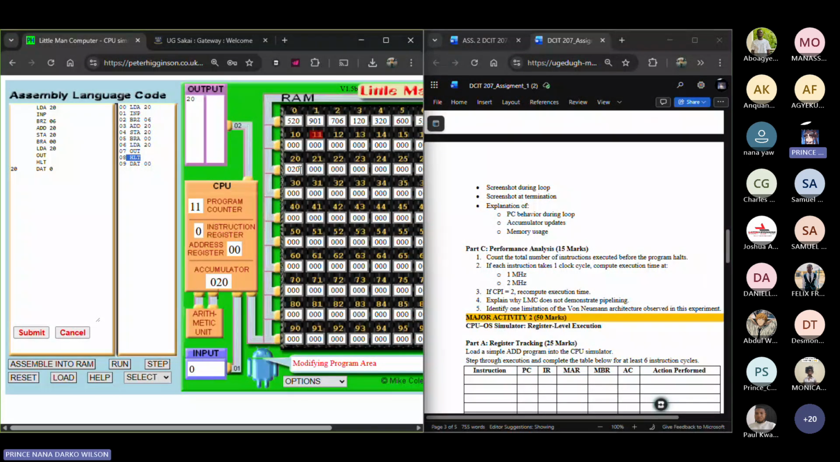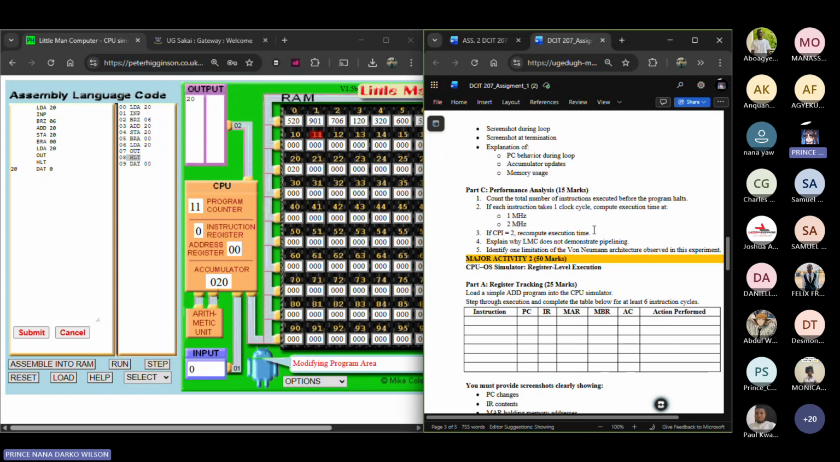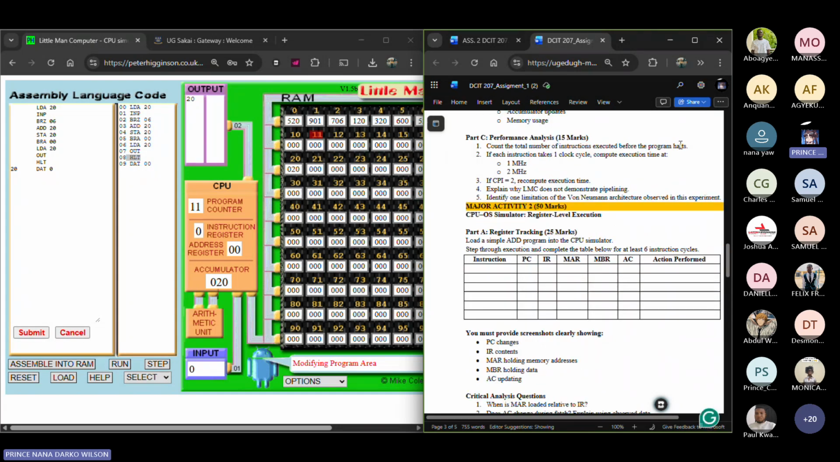All right. But part C says we should count the total number of instructions executed before the program halts. And with what we did, let's count. We entered two non-zero inputs, sorry, that was 10 and 10. And we also entered one 0 input, that was 0 itself. The two non-zero inputs use a different set of instructions, and the 0 input also uses a different set of instructions. Them together. Let's see, I entered a non-zero input.